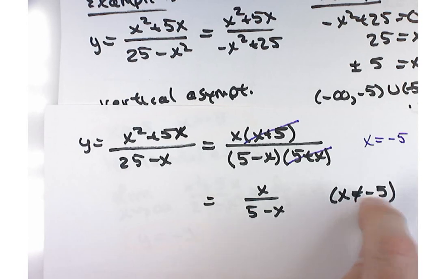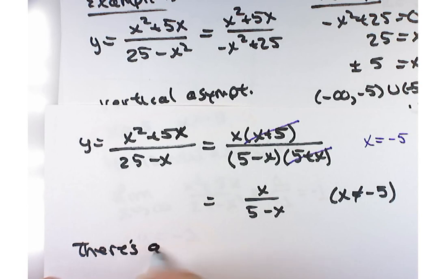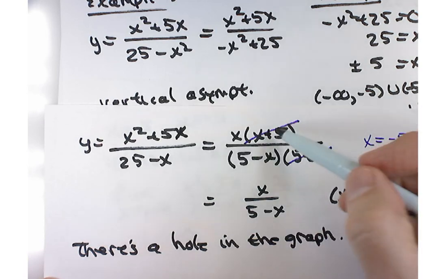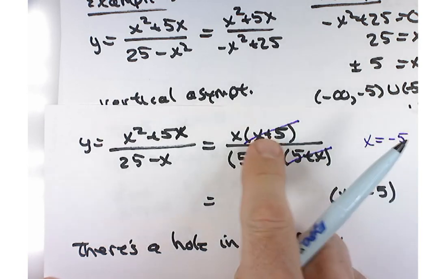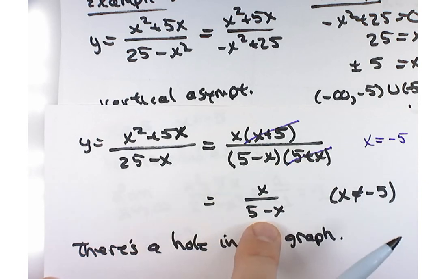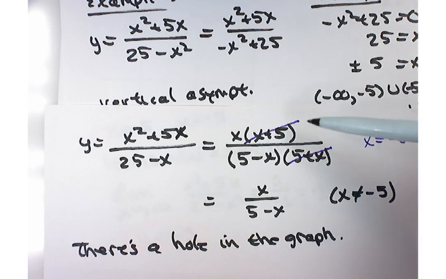So what's going on at -5? It's a hole. There's a hole in the graph. Wait, shouldn't it be 5? No, at 5, see, the x plus 5 term canceled out. So that just means that this is undefined at -5. But at +5, you'll be dividing by 0, and we can't divide by 0. At -5, you have 0 over 0, which is undefined, but at least you can work around it.